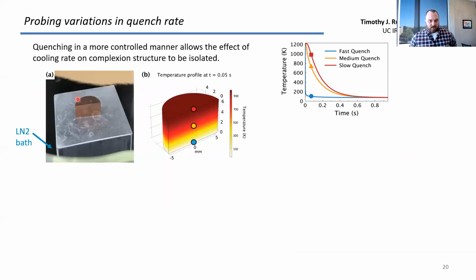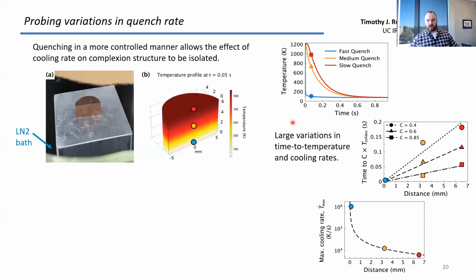When we make these bulk samples, we can go through an interesting experiment where rather than just dump the whole thing in a bucket of water, we put the hot sample on a heat sink so that it cools very fast at the bottom and much slower as you go vertically into the sample. If you do a little model of this, you can think of it as a fast quenched, medium, and slow quenched region. You can do some analysis and understand what the temperatures are. These details don't matter, but the main point is that you're getting large variations in both cooling rates, but also the time to critical temperatures.